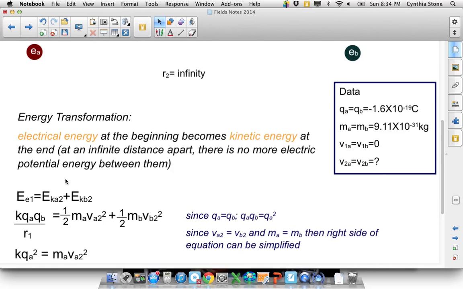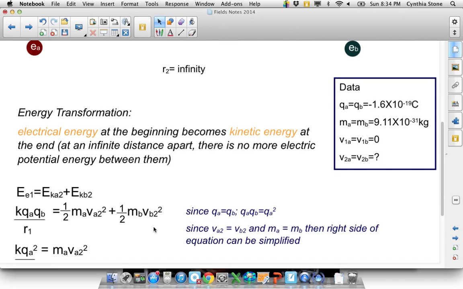So all you're saying is, because we know change in EE equals change in EK, right? So it starts with electrical energy. That's all there is at the beginning, is this electrical energy between them. It equals the sum of their kinetic energies. Each particle, each electron has its own kinetic energy, right?